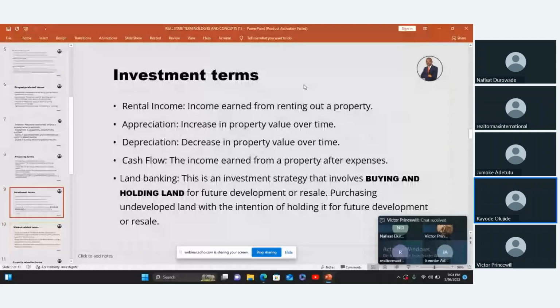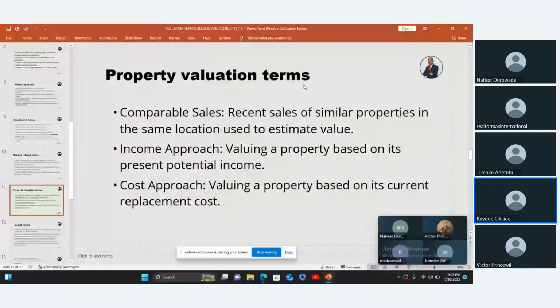Location used to estimate value. When you want to evaluate your property, you want to cost your property, you want to know the current value of a certain property, you have to move to the area and do your research on how much properties are being sold in that area at present. That is why it's called the recent sales of similar properties in the same location. That's what you will now use to estimate your property value.